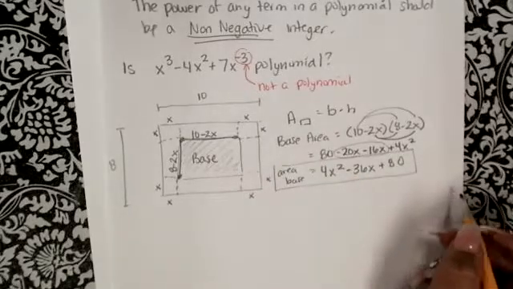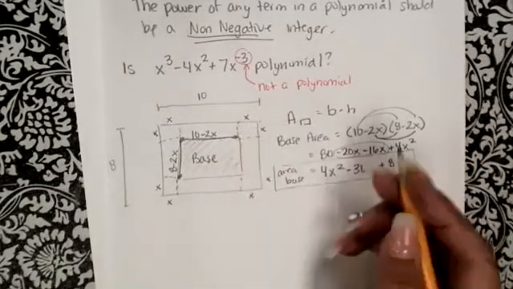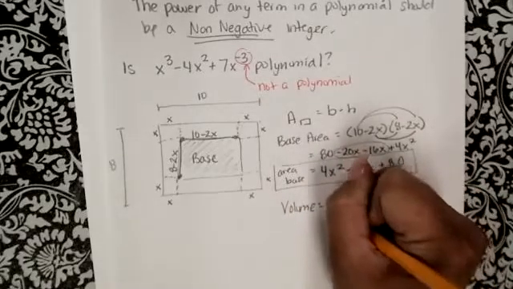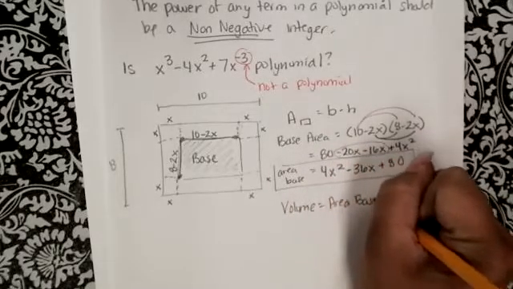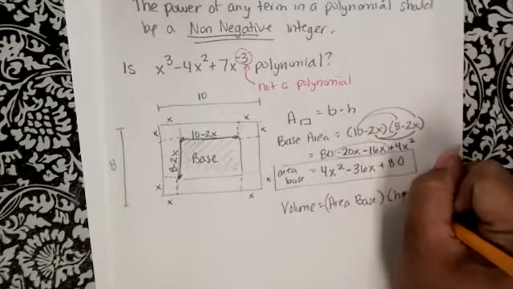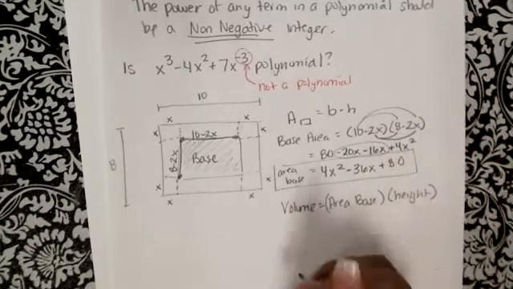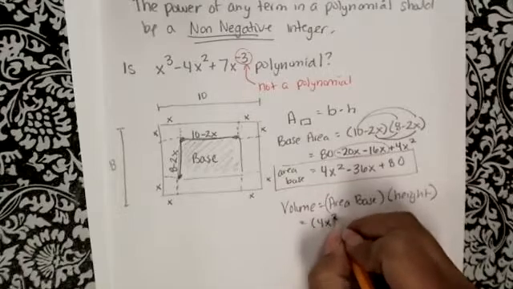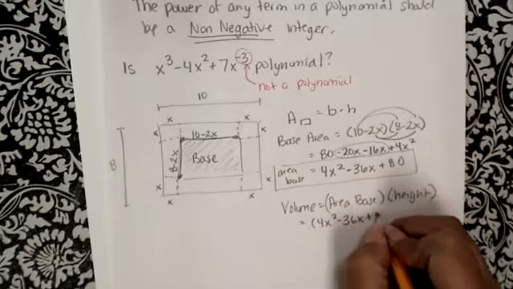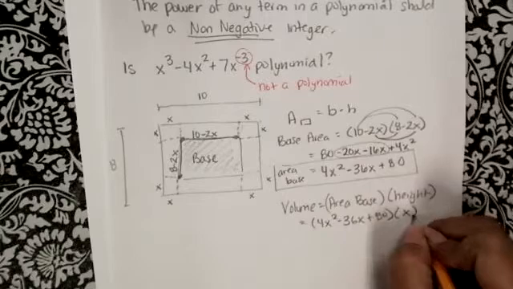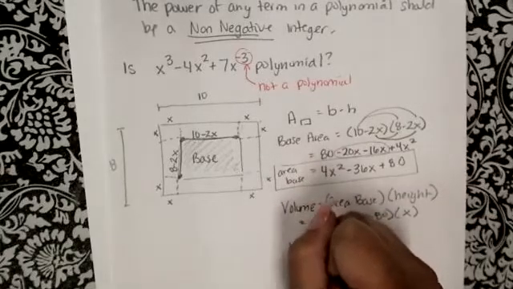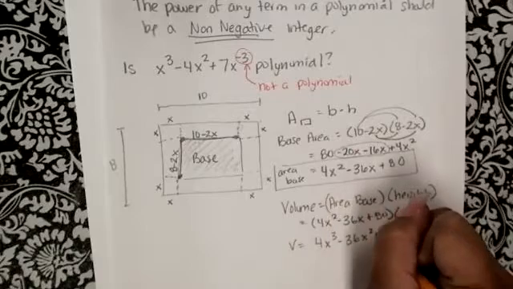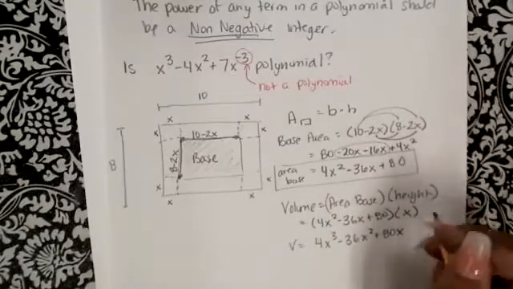Now it's asking for the volume. You take the area of the base times the height. So the volume is going to be the area of the base times the height, and in this case, the height was x. So here, the area of the base, which is 4x squared minus 36x plus 80, times the height, which is x. So my volume here is going to be 4x cubed minus 36x squared plus 80x.